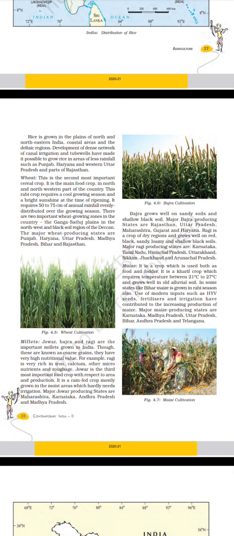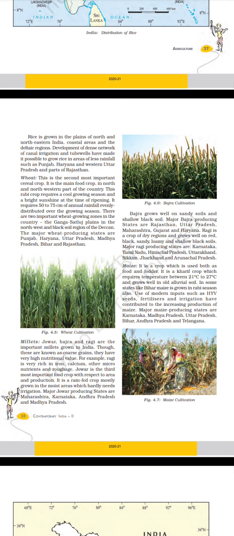Rice is grown in the plains of north and northeastern India, coastal areas, and the deltaic regions. Developments of dense network of canal irrigation and tube wells have made it possible to grow rice in areas of less rainfall such as Punjab, Haryana, and western Uttar Pradesh and parts of Rajasthan.